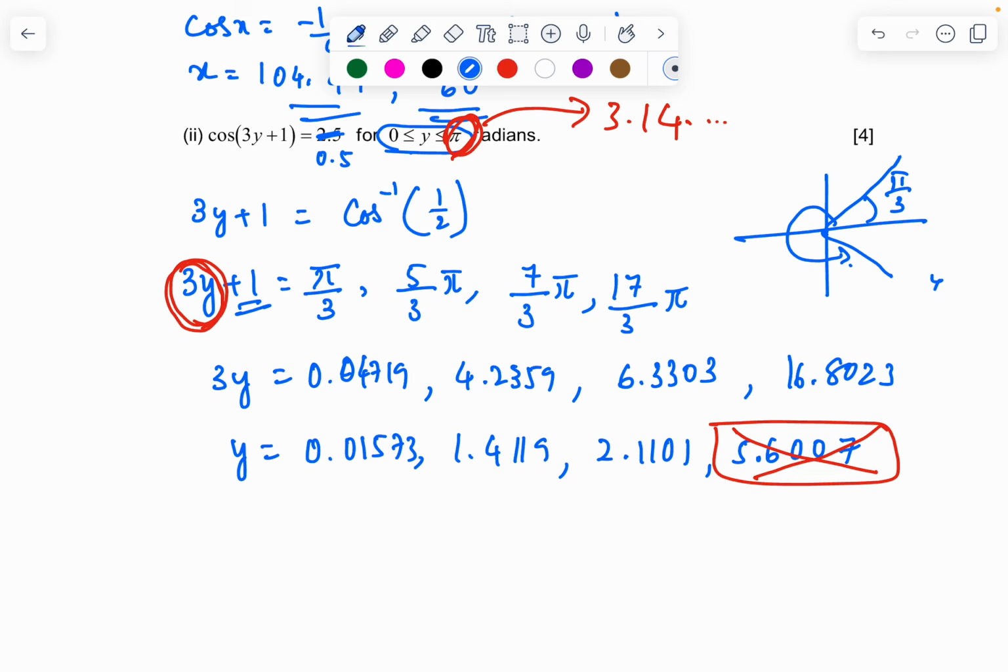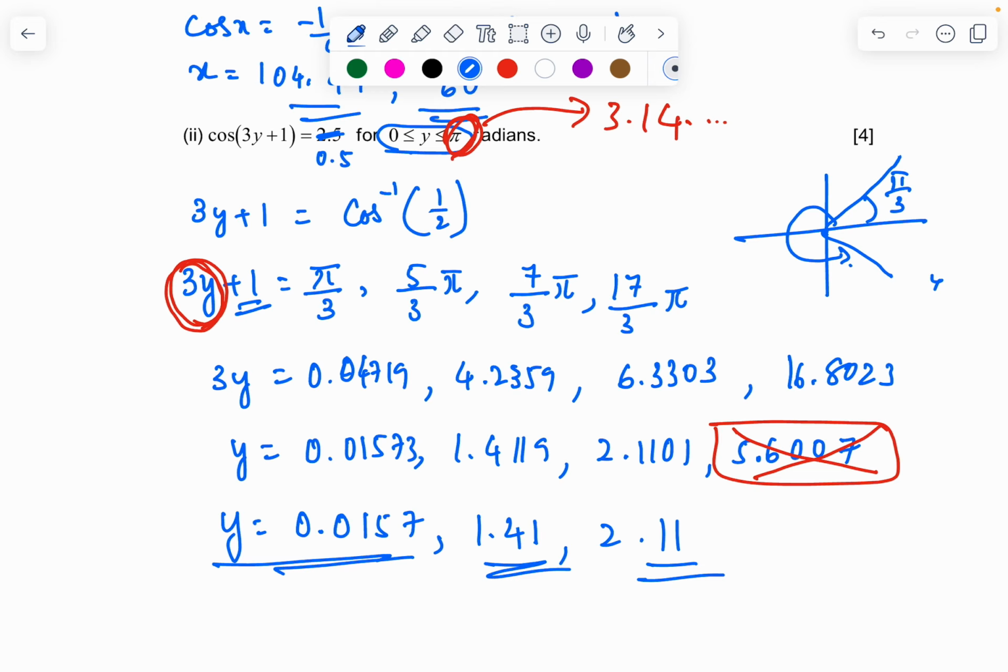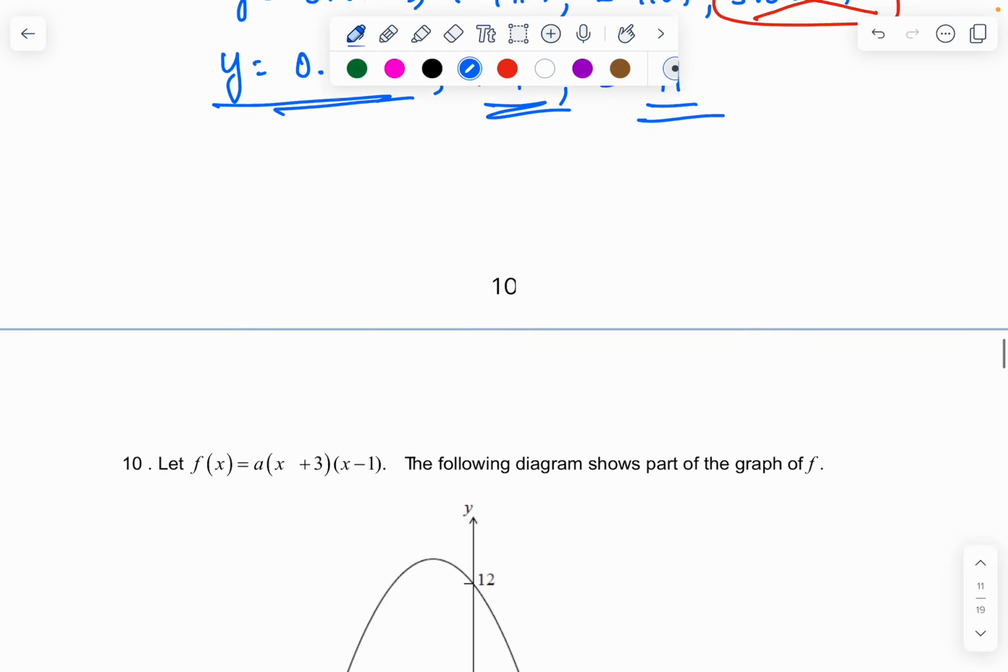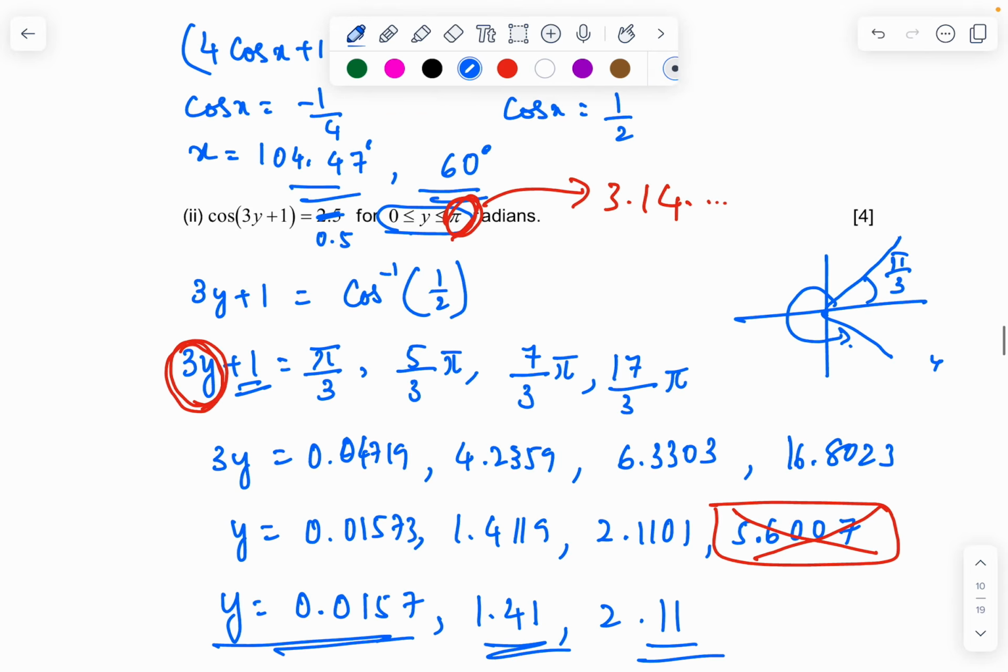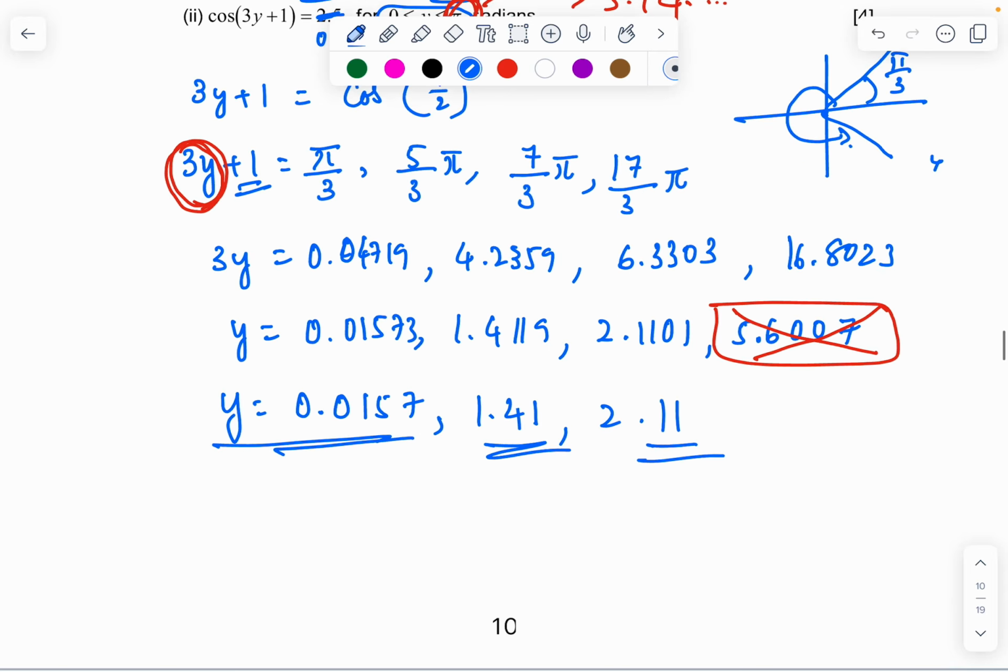So now I will write the final answer in 3 significant figures. So 0.0157, 1.41, then 2.11. So these are the 3 values of this equation. I know it is a little complicated, but I think we still can achieve it. It's not that hard.